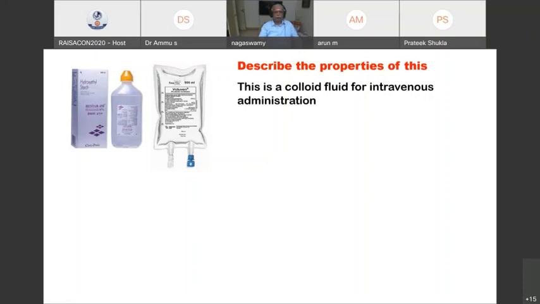What are all the properties or descriptions you have to attribute to this particular colloid? When you use Haemaccel or Dextran, they are all colloids with a single property. But this hetastarch or Hextril has three different properties incorporated in it. What are they?